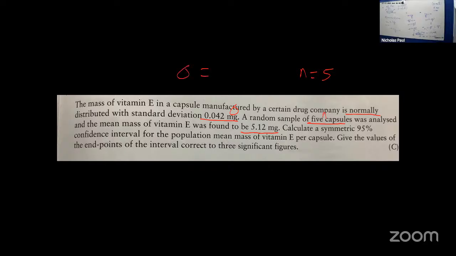Sigma appears to be 0.042. Your X bar appears to be 5.12, and they give you a confidence interval of 95%. Show the endpoints. All right, copy it down. We will look for the endpoints, where you get the lower boundary, and the upper.